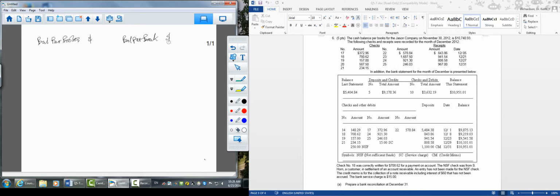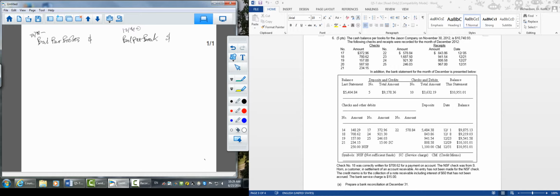If memory serves, what's the balance per bank? That one's pretty easy. What do you think it is? The bank thinks it's what? 10,951.01. Okay, so it's 10,951.01, and what's the date of that? Month of December. It's December 31st, presumably, right? So this is at 12/31. Everybody got it? So we're doing it for 12/31, obviously.